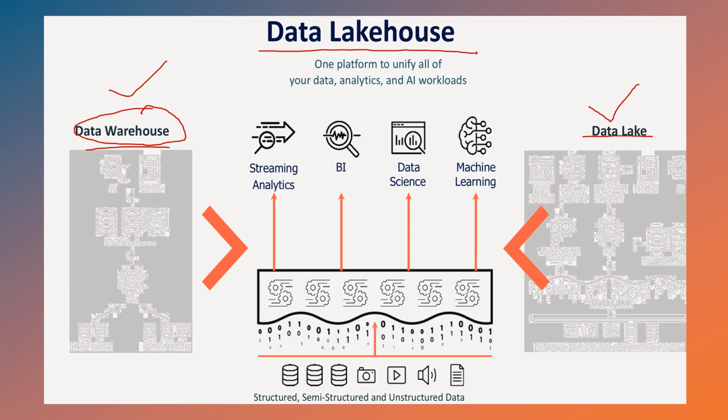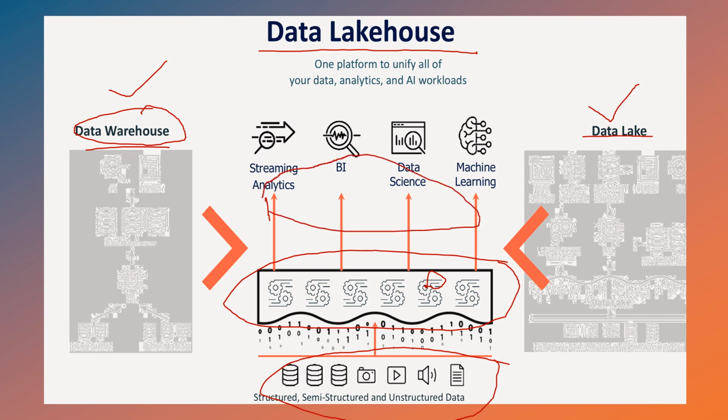So it's built upon the data lake, and the top layer is Delta Lake, and we also have the Unity Catalog, which is a unified governance solution, which acts as a single source of truth. Upon that we do streaming, BI, data science, and machine learning analytics.